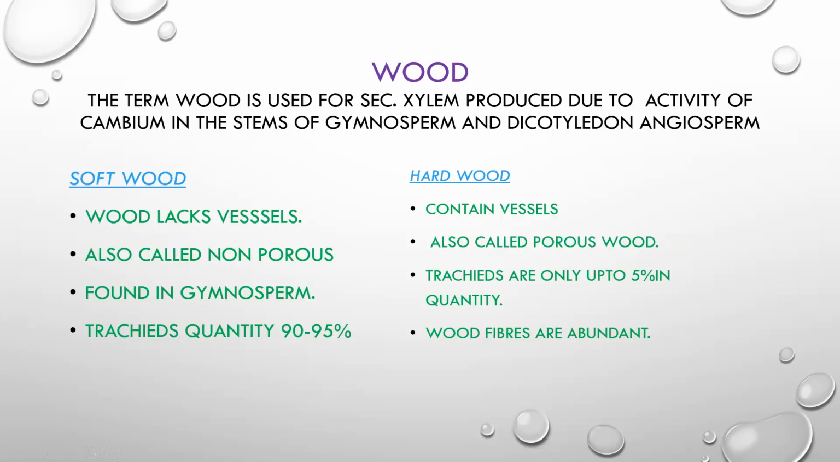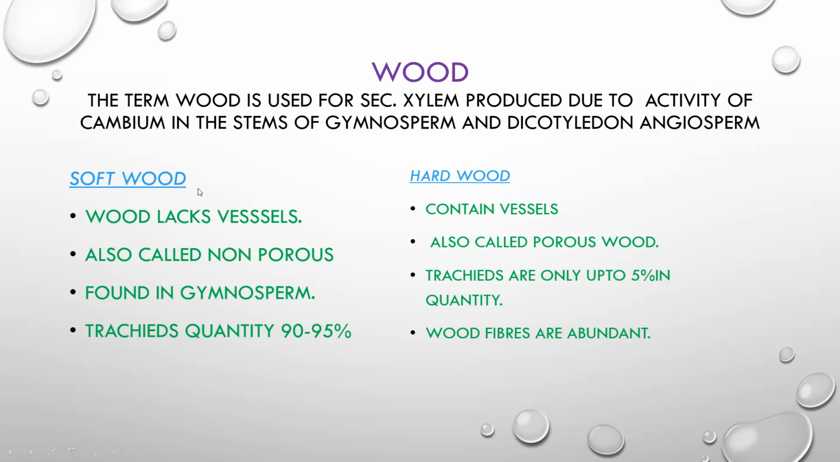Generally the term wood is used for the secondary xylem, which is produced due to the activity of the cambium in the stems of gymnosperms and dicotyledonous angiosperms. Generally this secondary growth is seen in the stems of gymnosperms and dicotyledons. Wood is again classified into two types, that is softwood and hardwood. Softwood means wood which lacks vessels. Another name for softwood is non-porous wood, and hardwood is porous wood.